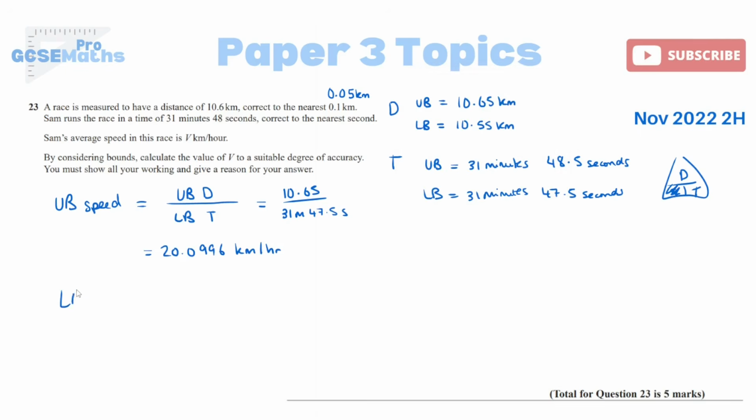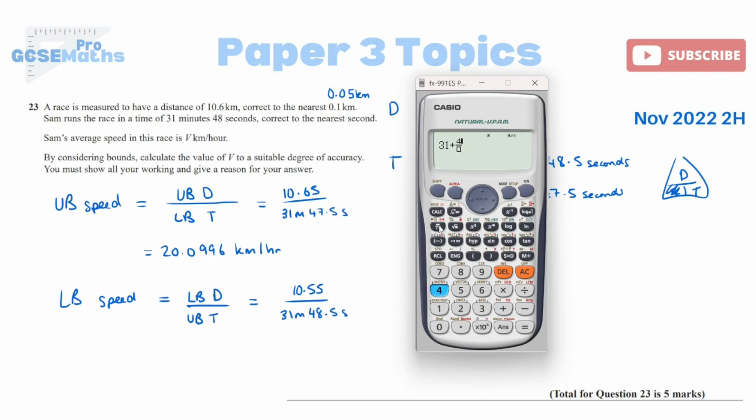Then do the same, but for the lower bound, we're obviously now swapping everything. To get the slowest speed, I need the least distance by the most time, the longest time, so the complete opposite, 10.55 kilometers, divided by the 31 minutes 48.5 seconds. And again, we need to go through the process of converting it into hours. So 31 plus the 48.5 over 60. This is now minutes. And then divide that by 60 again.